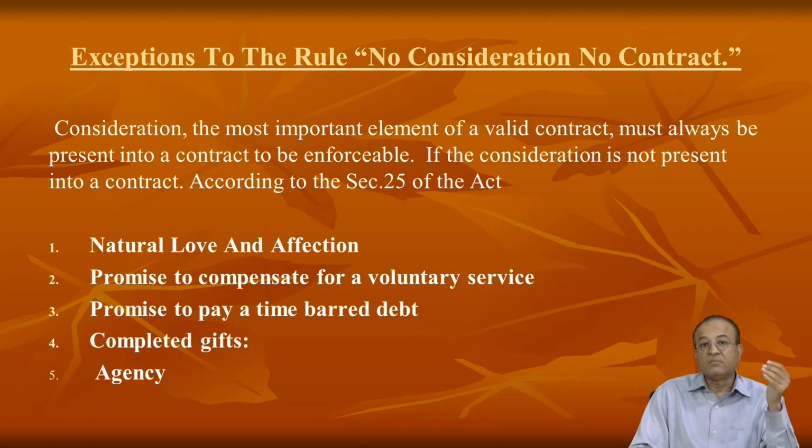The section gives a list of relations permitted for this exception, such as father-son, father-daughter, mother-son, mother-daughter. Even though the relation is in the list, there must be proof of natural love and affection between the parties.